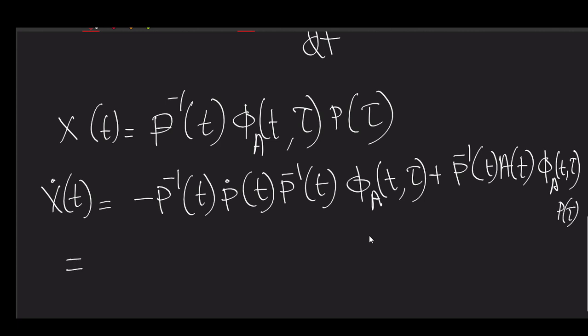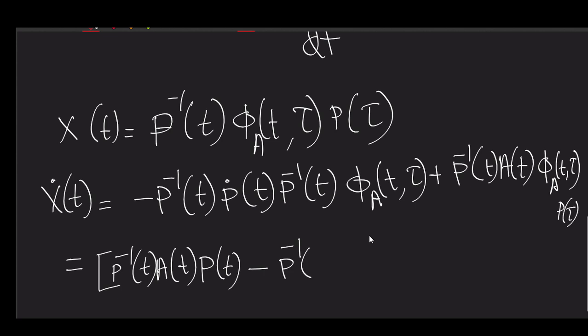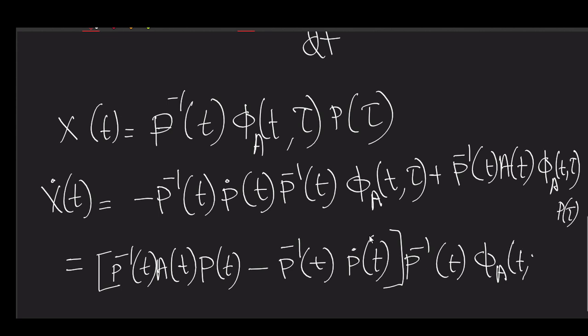So now this gives us P t P inverse t A t P tau, minus P inverse t P dot t P inverse t A t P t, right, minus P inverse t P dot t, here it is P inverse t phi A t comma tau P tau, correct?